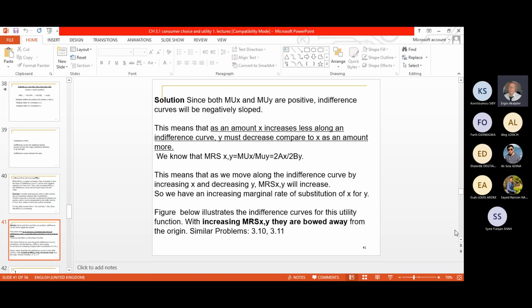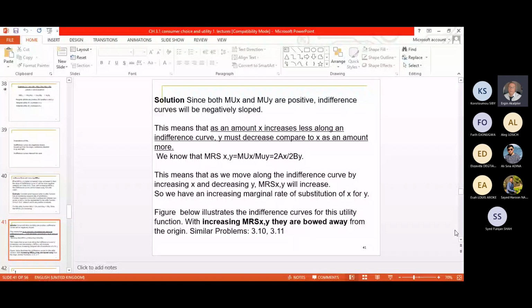So we know that the marginal rate of substitution of x to y is marginal utility of x divided by marginal utility of y, which equals 2ax over 2by. This means that as we move along the indifference curve by increasing x and decreasing y, the marginal rate of substitution of x to y will increase. So we have an increasing marginal rate of substitution of x for y. The figure below illustrates the indifference curve for this utility function. With increasing marginal rate of substitution of x to y, the curves are bowed away from the origin.